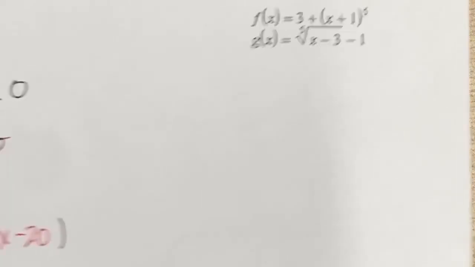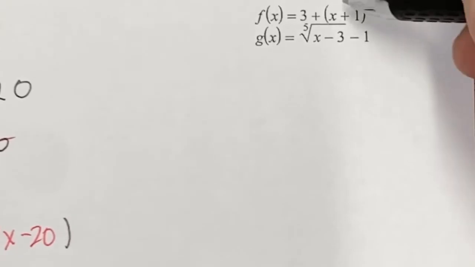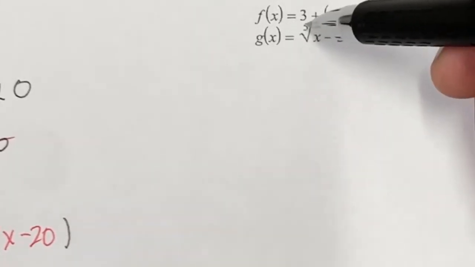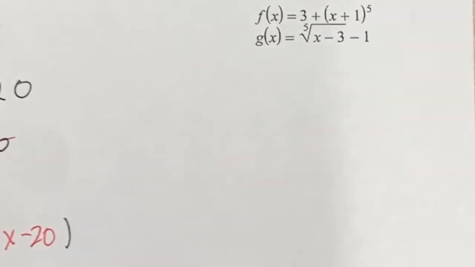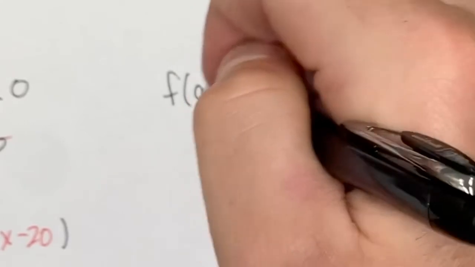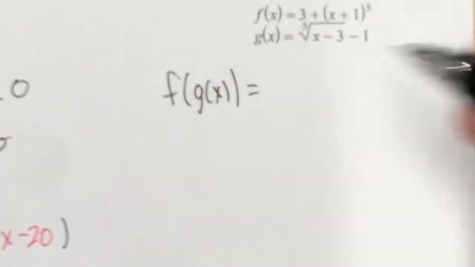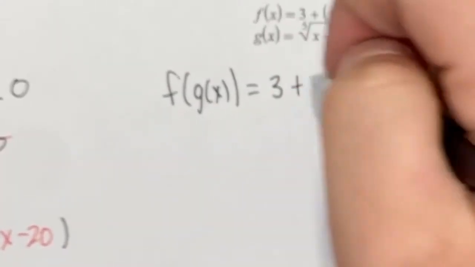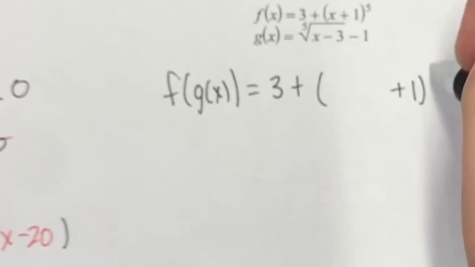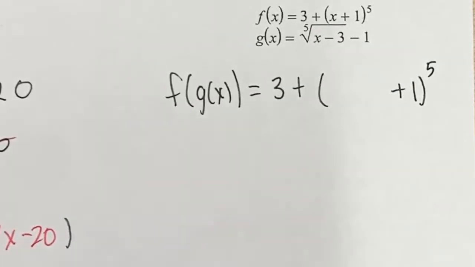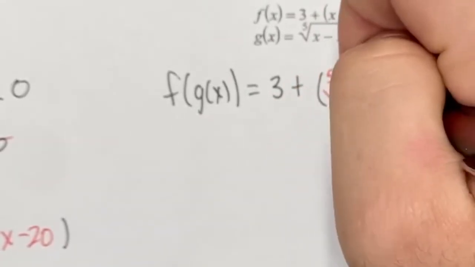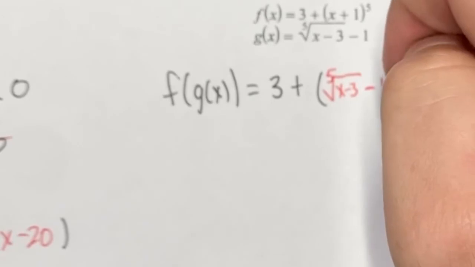Our second example here, f of x equals 3 plus the quantity x plus 1 raised to the 5th power. G of x is equal to the 5th root of x minus 3, minus 1. We want to verify that these are inverse functions, so we're going to find f of g of x, which would be 3 plus x plus 1 to the 5th power. But instead of x, we're going to put g of x there, which is the 5th root of x minus 3, minus 1.